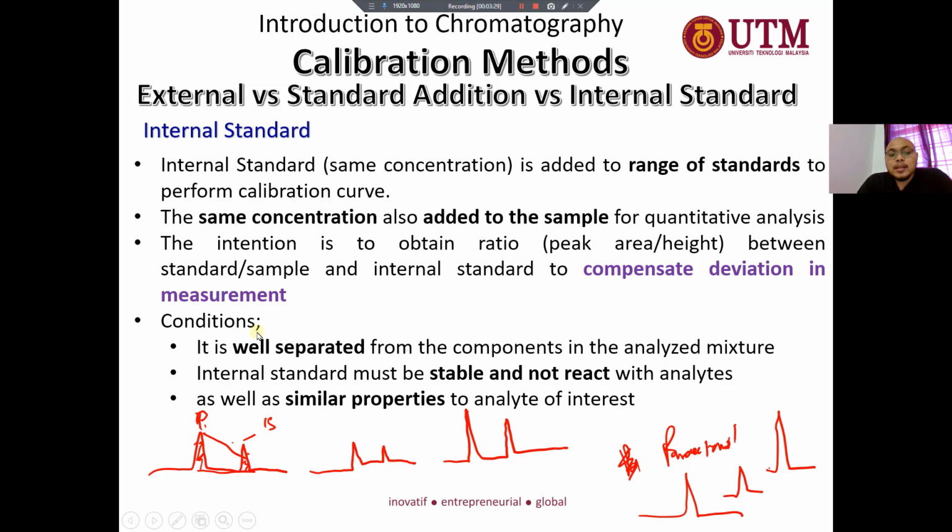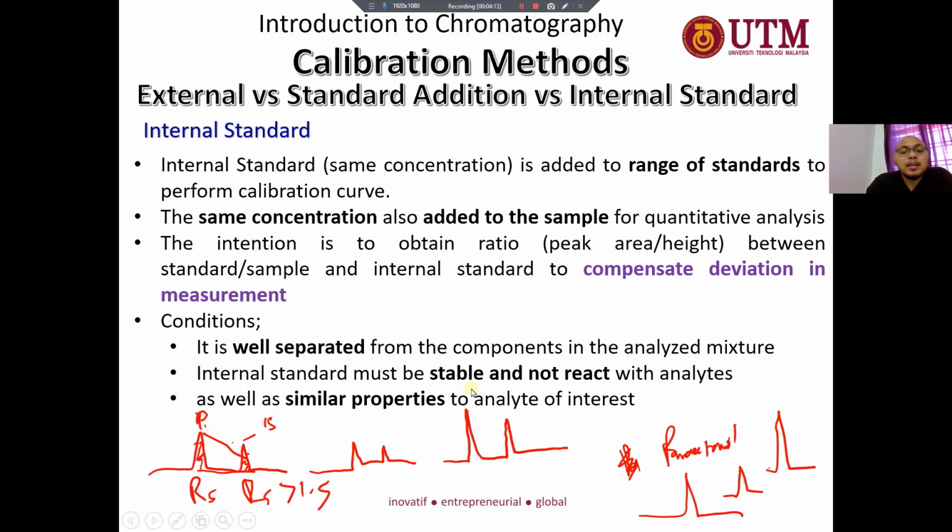There are conditions for the internal standard. It must be well separated from the components in the analyzed mixture. We already learned about the Rs value, right? As long as the Rs value is more than 1.5, the internal standard can be accepted. The internal standard must be stable and must not react with the analyte. And the internal standard must have similar properties to the analyte of interest.